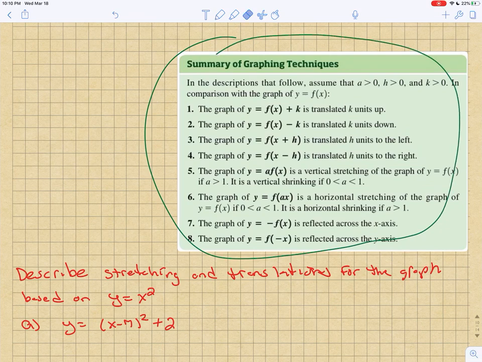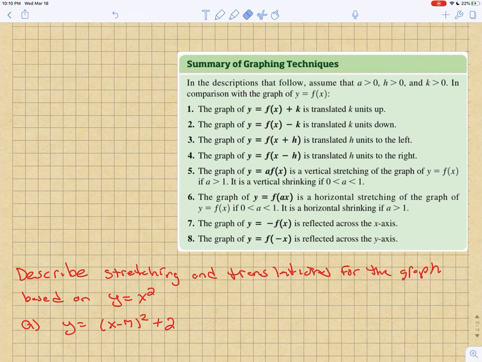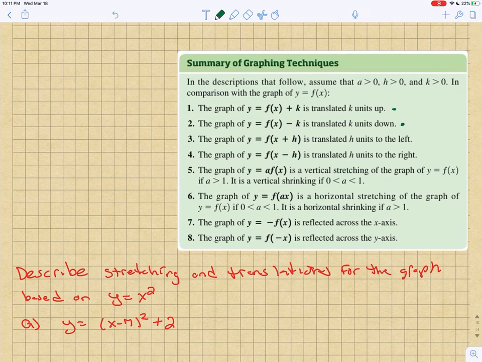So here's a summary of graphing techniques. It's very important. You will need this on the test. You need to memorize this. In the description that follows, assume that a is greater than 0, h is greater than 0, and k is greater than 0 in comparison with the graph of y equals f of x. The graph of y equals f of x plus k means I translated k units up. In other words, I added k to all my y values of the original function. The graph y equals f of x minus k is translated k units down, so I would have to subtract k from every y value in the original function.